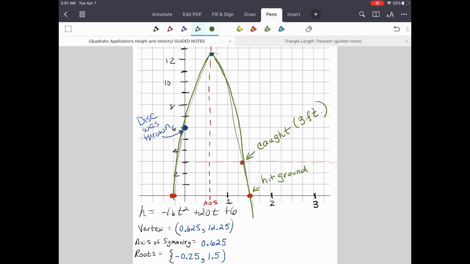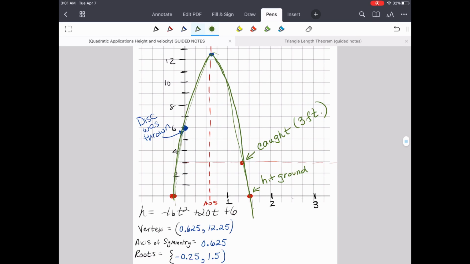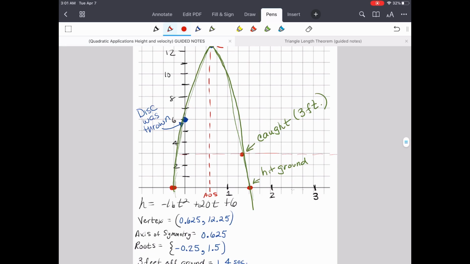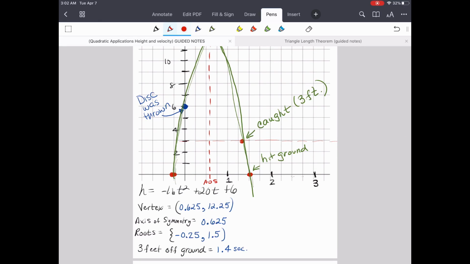Okay, so there's all of our information graphed, and we can kind of see how everything turns out. And everything's there. We have everything we need. Obviously, its maximum height is right here. It was 12 1/4 feet, right about there. Also, how long did it take to reach that maximum height? That's the time it took to go from here to here, and that is exactly 0.625. And how long did it take to hit the ground? Well, that was like 1.4 seconds.